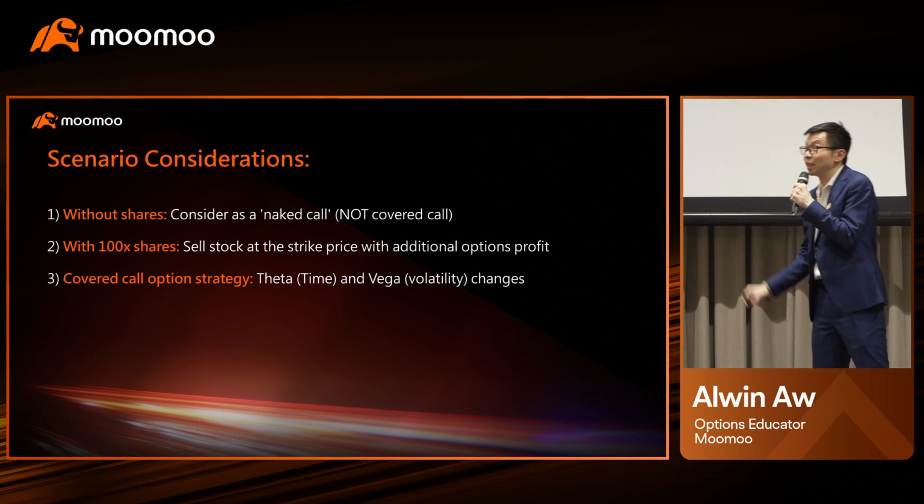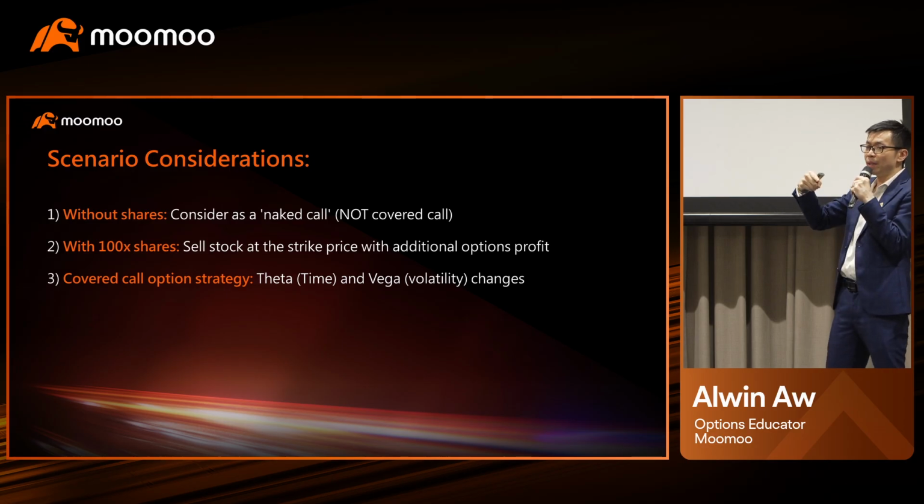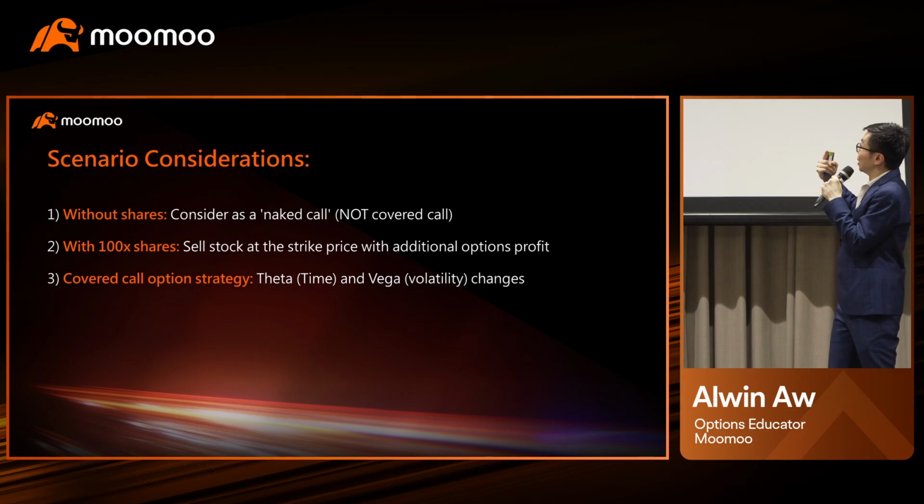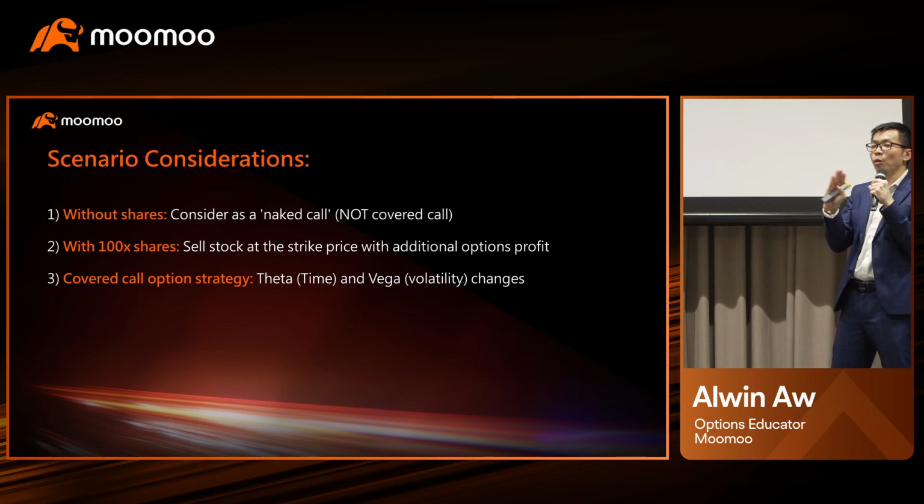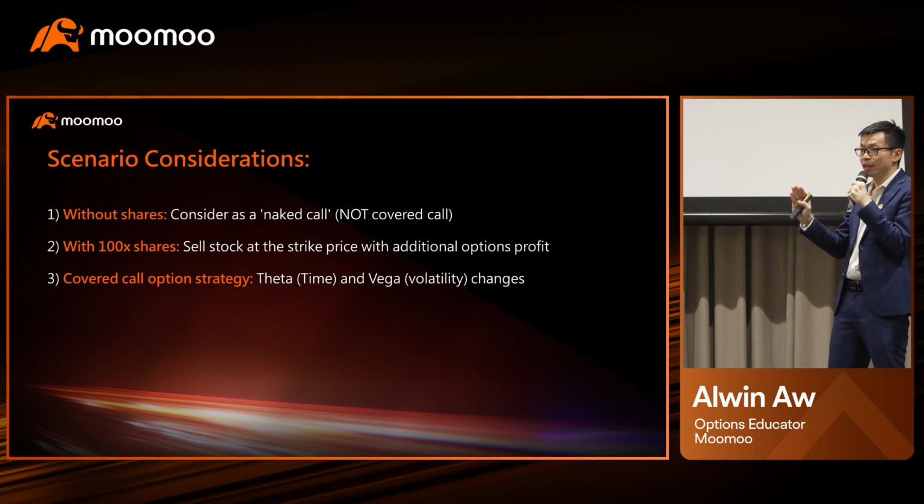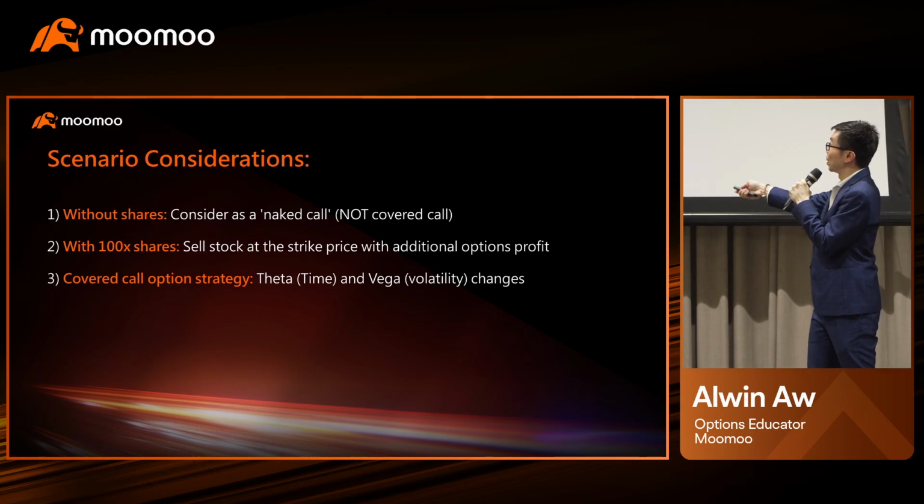Okay, so for scenario consideration, without share, with 100 share, it's very important. With this covered call, you must always remember, you must pair it with the stock, all right? If it's only a sell call, it's considered a naked position. So it's not a covered call. Then with 100 share, you sell a call at the strike price that you wish based on the price systematic process map approach, okay? Then for the covered call option strategy, you can always consider theta and volatility change that can affect your option strategy. So this is what we have to consider for covered call.